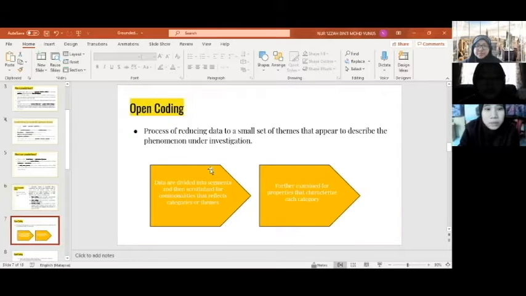To explain more about the open coding, it is a process of reducing data to a small set of things that appear to describe the phenomenon under investigation. First, we will divide the data into segments and then scrutinize for commonalities that reflect categories or themes, and then further examine for properties that characterize each category.